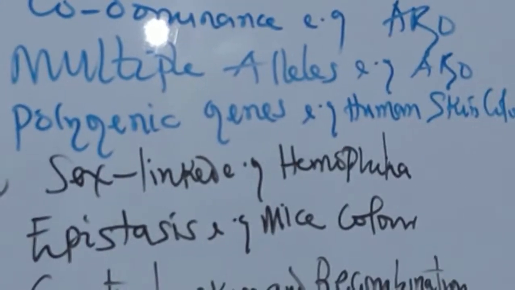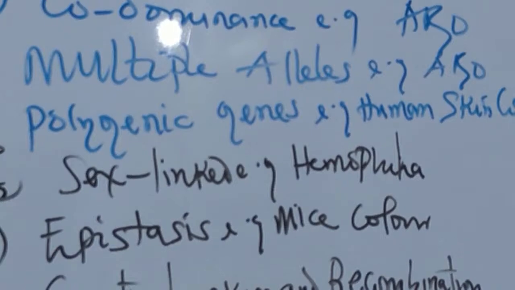Then another thing that Mendel was not able to work on was the inheritance pattern of human skin color. The human skin color pattern of inheritance follows what is called polygenic genes. That is, when you have one trait that is dependent on many genes, that's why they call it polygenic. Many genes, one trait.